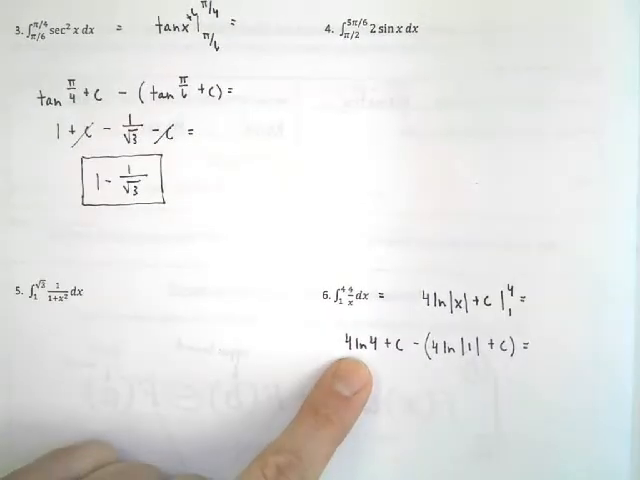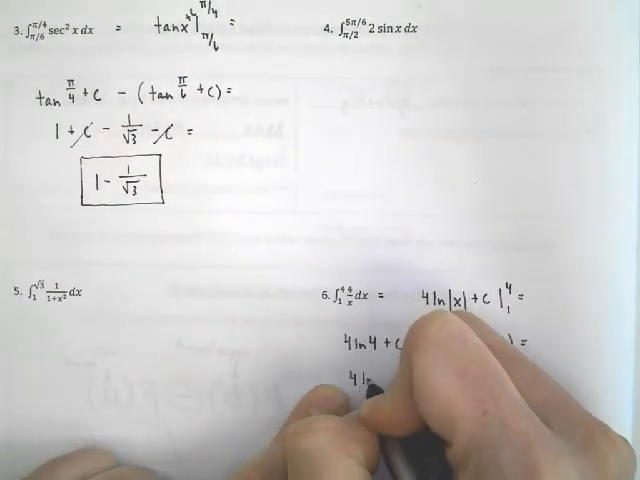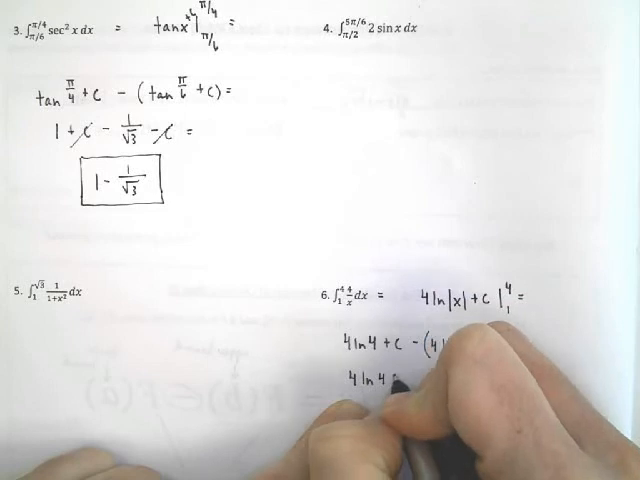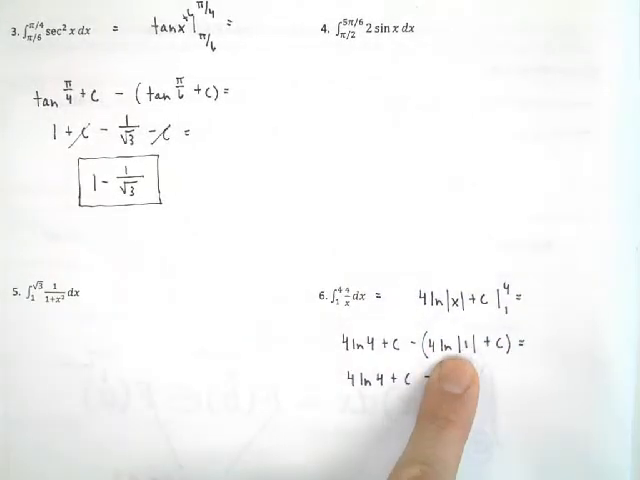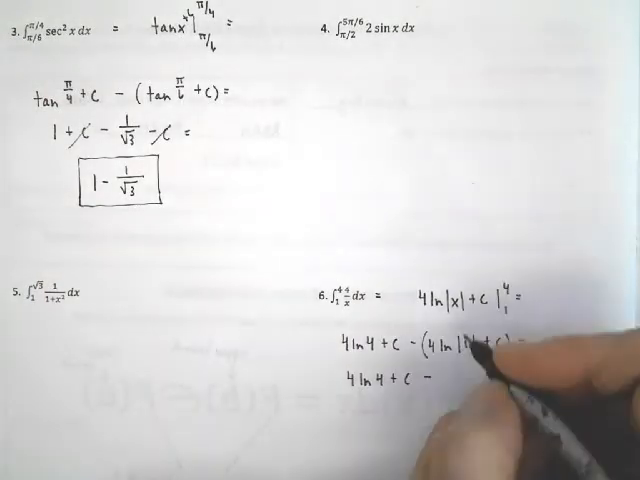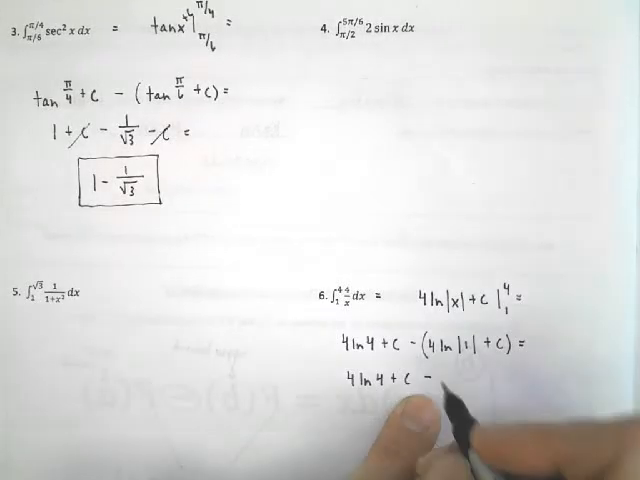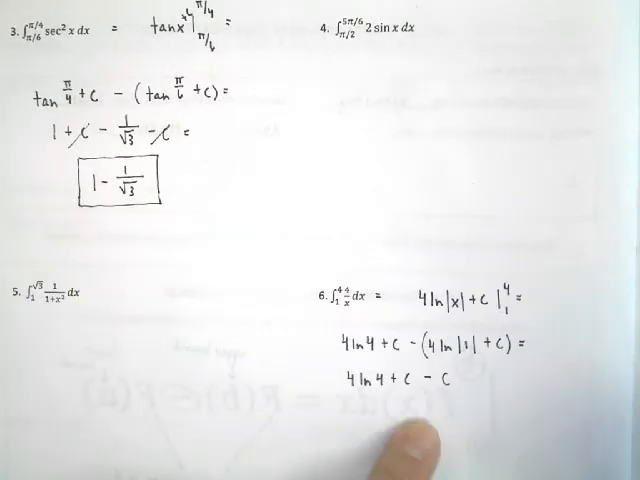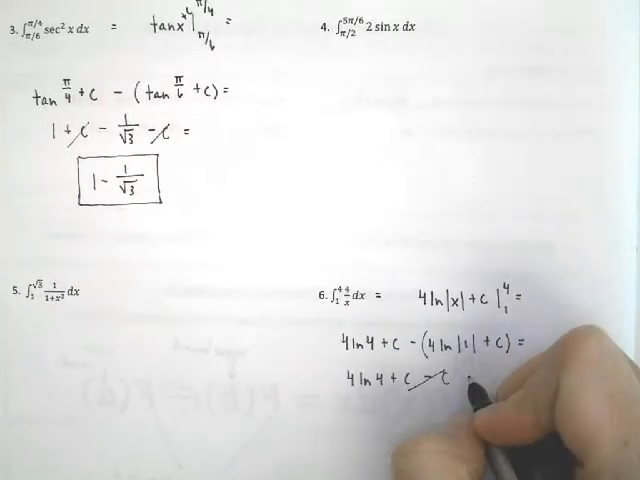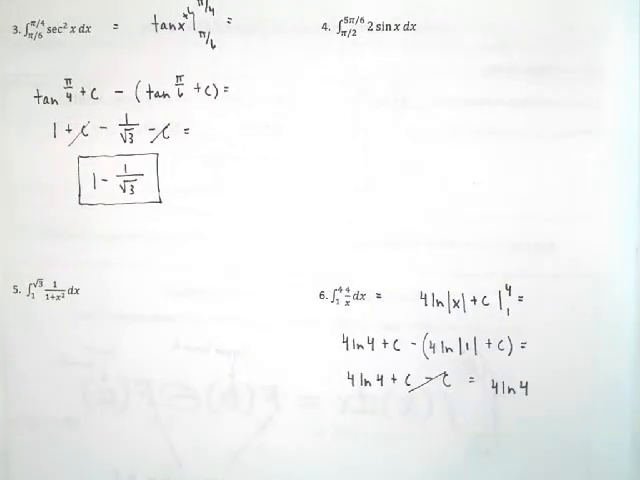So I can't do much with this one here. I have 4 times the natural log of 4 plus c minus, well, the natural log of 1 is just 0. So I have 4 times 0, which is just 0. And then if I distribute my negative, I'm just subtracting c. So I get an answer of 4 times the natural log of 4.